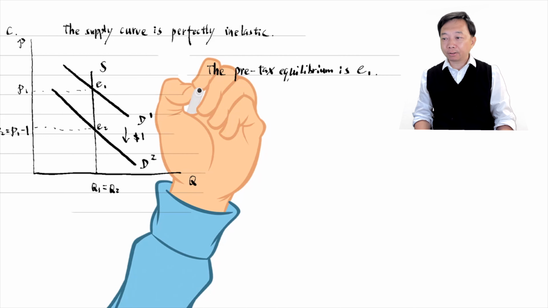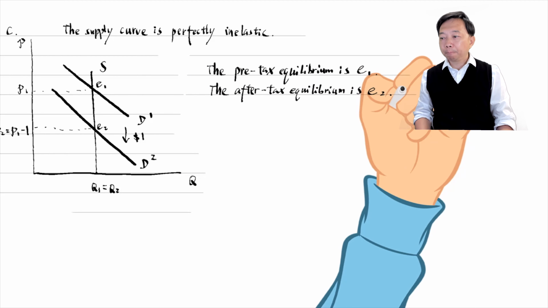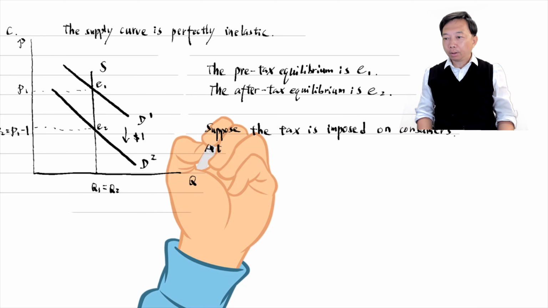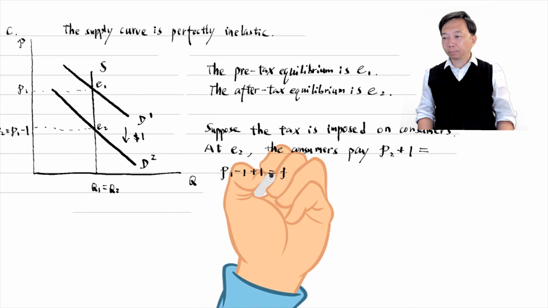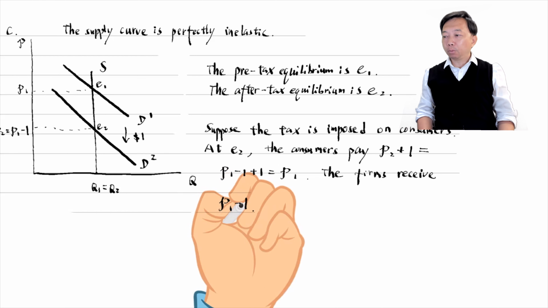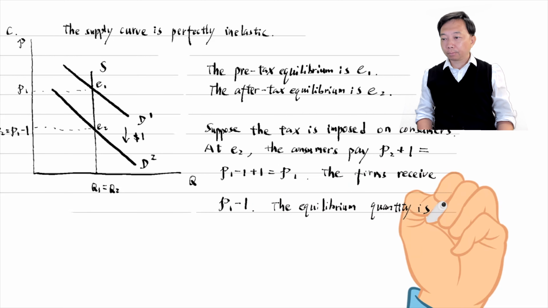The specific tax shifts the demand curve downward by $1 from D1 to D2. At the after-tax equilibrium, the consumers pay P2 to firms and $1 to the government. So consumers pay a total of P2 plus 1 equal to P1. The firms receive P1 minus 1. The equilibrium quantity is unchanged.